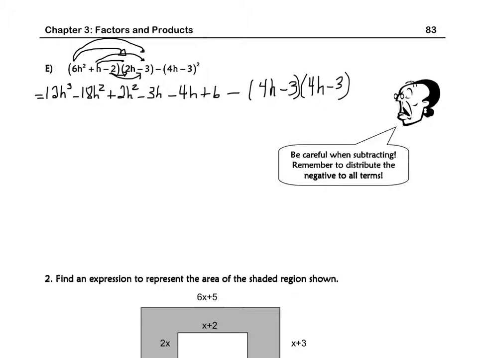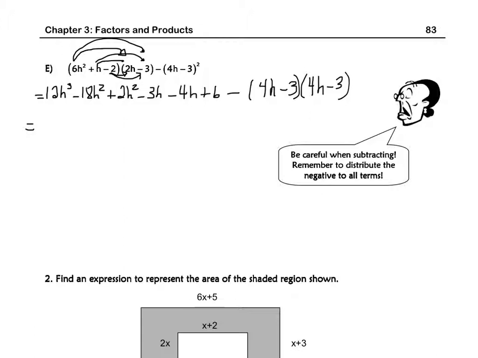A common mistake that people make here is they take that squared and square the 4h and square the 3, and say 4h squared minus 3 squared, and that's not correct because you can only use that power rule of bringing the power inside to each term inside the brackets if there's only multiplication or division between the terms. You can't do it if there's addition or subtraction between the terms.